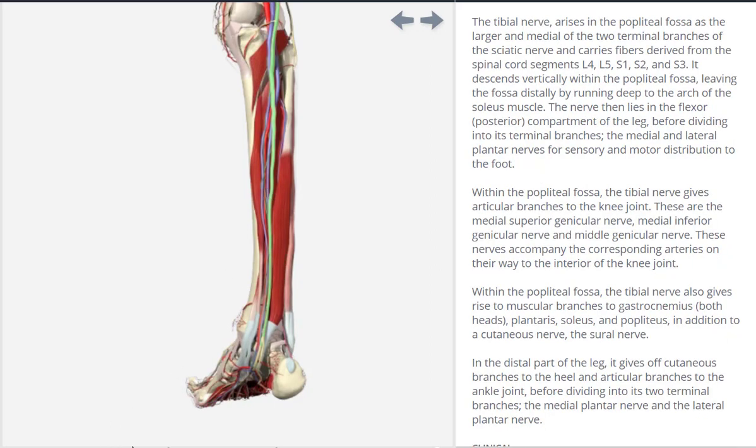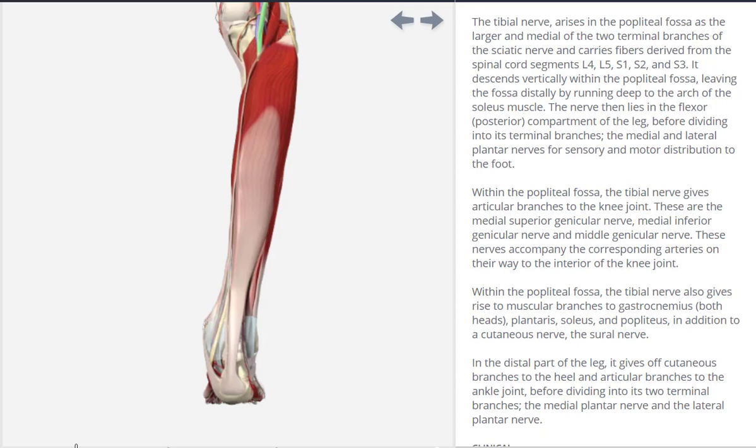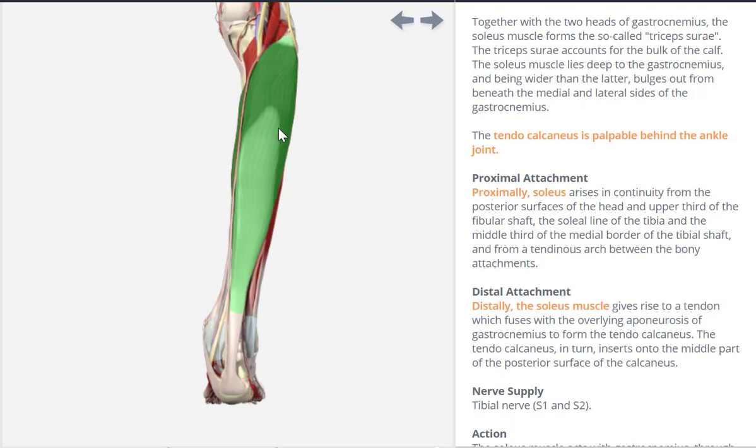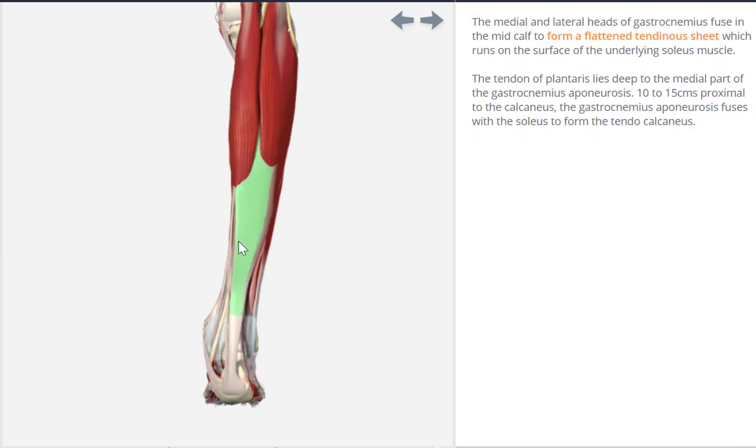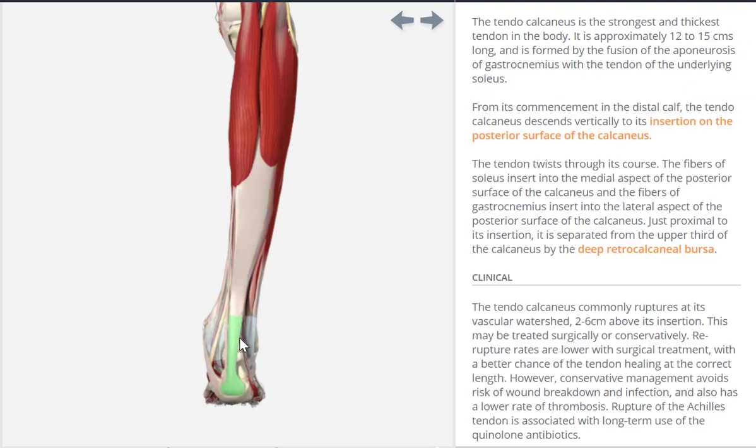Note the tibial nerve. Okay, we're now entering the superficial posterior compartment, which houses the soleus, or medial and lateral heads of the gastrocnemius, and of course the aponeurosis of the gastroc, which then forms the Achilles tendon here.